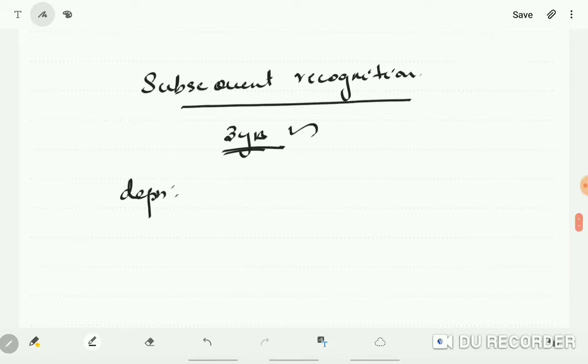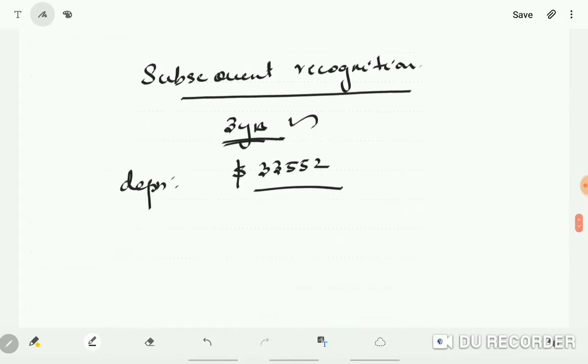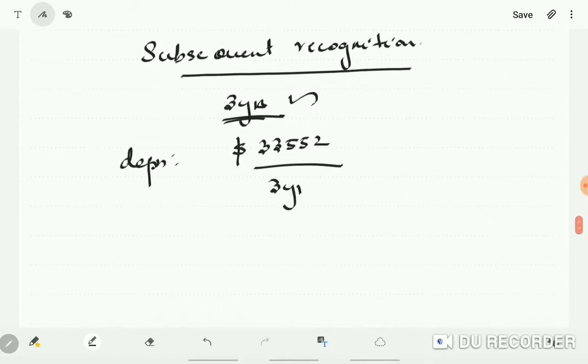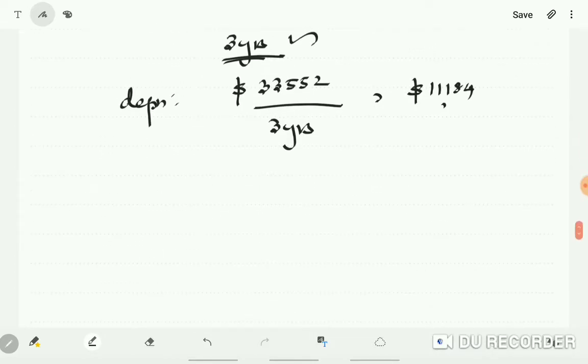Depreciation is based on the asset's value, that is 33,552, divided by 3 years. So the depreciation we have to charge every year will come to 33,552 by 3, which is 11,184. Next, to calculate the interest on lease liability, we'll work it out.